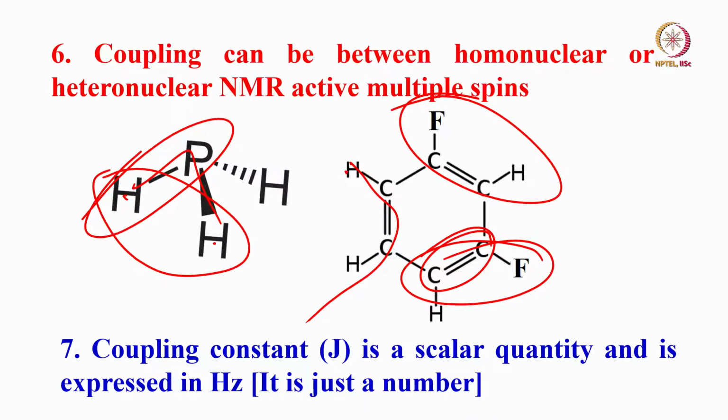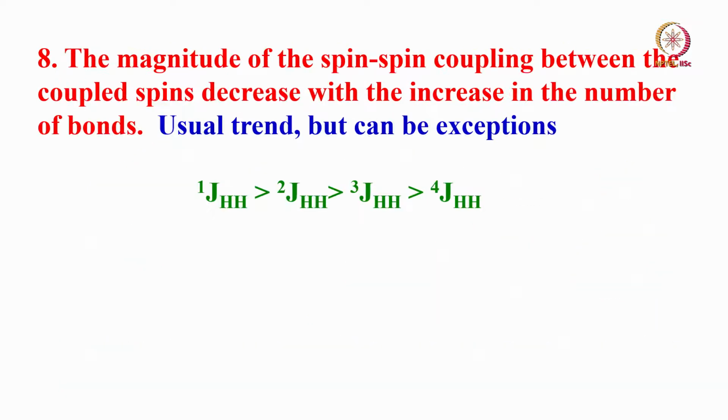And the coupling constant is just a scalar quantity. It is only a magnitude. It is just a number. You do not have to give any unit for it. If I say there is a coupling constant, we just say 10 hertz, but it is a number. You should always know it is expressed in hertz.